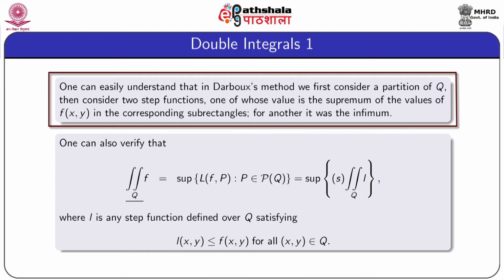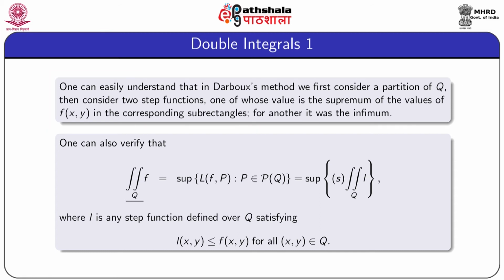One can easily understand that in the Darboux method, we first consider a partition of Q, then consider two step functions, one of whose value is the supremum of the values of f(x,y) in the corresponding subrectangles, and for the other it is the infimum. One can also verify that the lower integral of f over Q equals the supremum of LFPs, which is also the supremum of step integrals of L over Q, where L is any step function defined over Q satisfying L(x,y) ≤ f(x,y) for every (x,y) in Q.